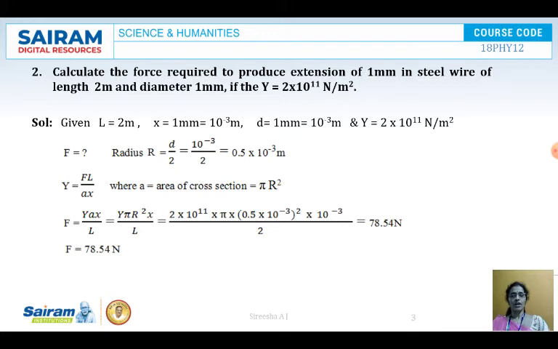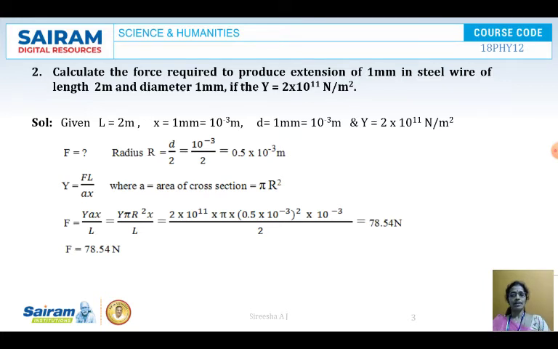In the previous problem you have calculated the Y with the given values. Here we are going to calculate the value of F. Radius is not given. Diameter is given as 1 mm. Convert the diameter 1 mm into meters, that is 10 to the power of minus 3, and extension is also 1 mm, convert into meters, that is 10 to the power of minus 3. Now radius is diameter by 2. So D is given, calculate R. So R is nothing but D by 2, that is 0.5 into 10 to the power of minus 3.